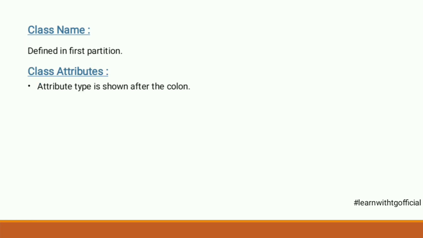So class name is the name of the class which appears in the first portion, whereas class attributes are shown in the second portion. The attribute type is shown after the colon, and the attributes map onto the member variables, that is data members in code.